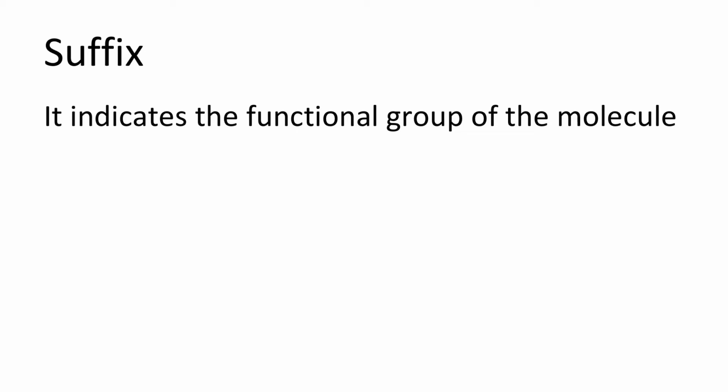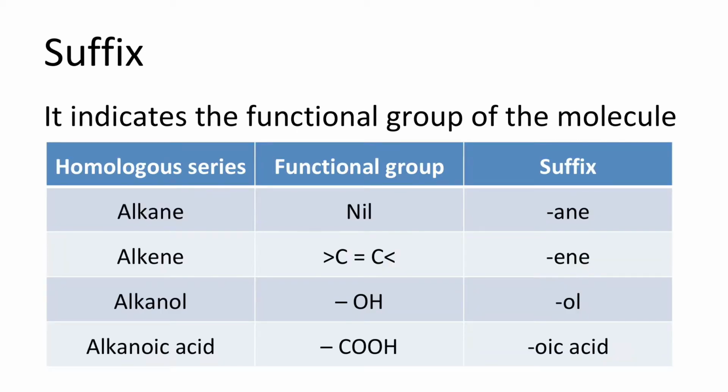For the suffix, it tells you which functional group the molecule contains. As we mentioned, there is no functional group for alkane. For alkene, they have one C=C double bond and end up with ENE. For alkanol, they have a functional group OH. Sometimes we call it OH group, and the molecule is named with OL. Finally is alkanoic acid. The functional group is COOH, and it ends with noic acid.